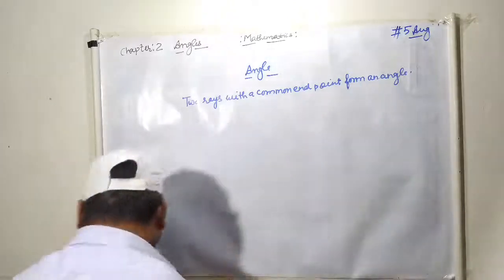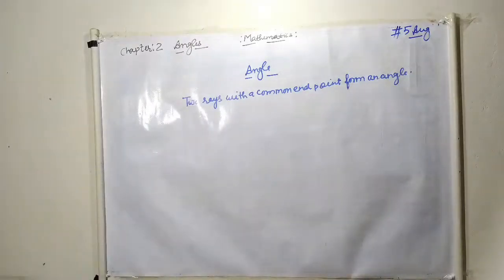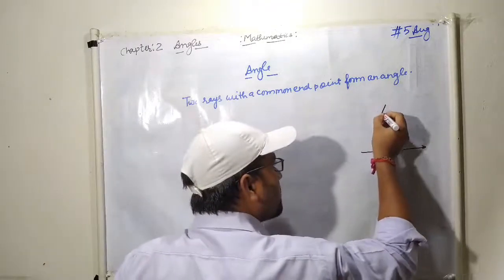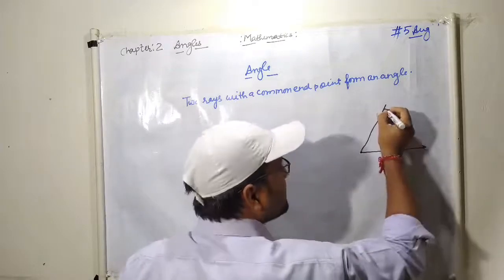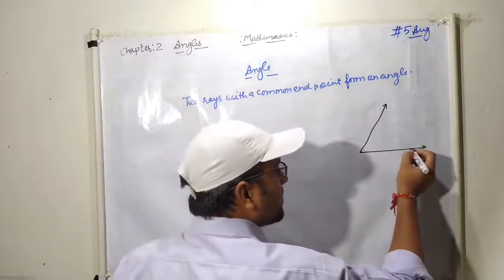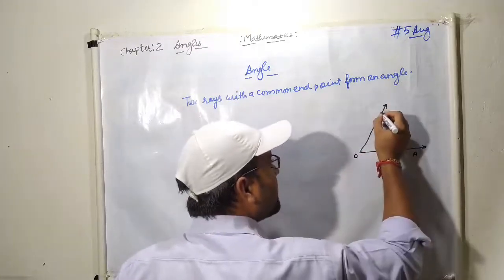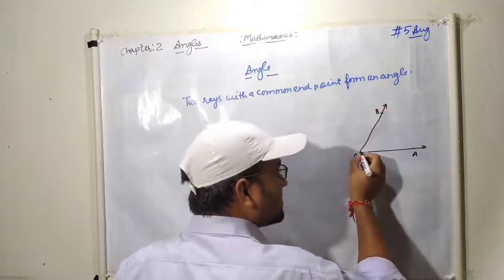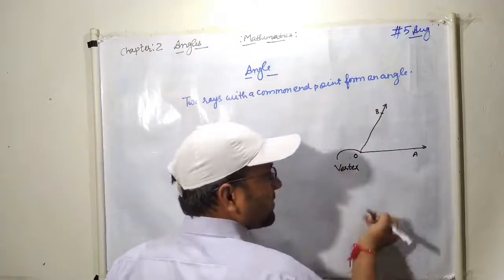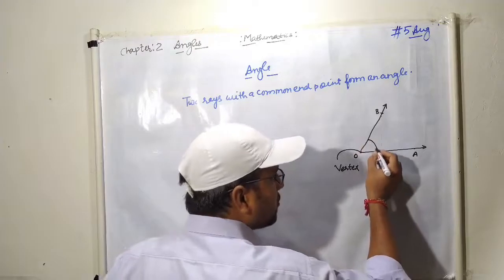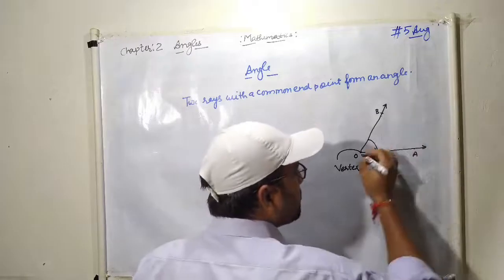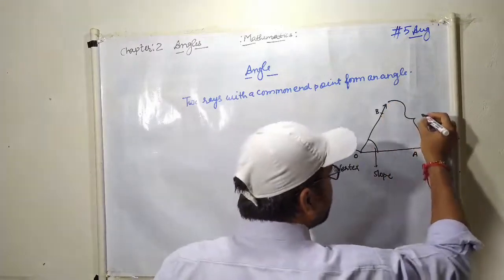I will show you with a figure, students. When the two rays have this common end point, ray OA and ray OB, this common end point is also known as a vertex. And it forms a slope. That slope is known as an angle, and these two arms OA and OB are said to be arms.